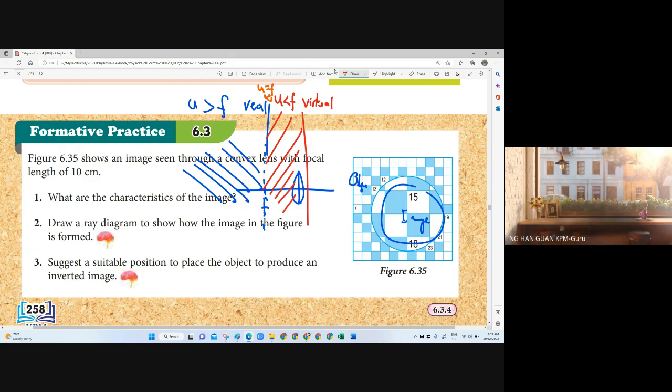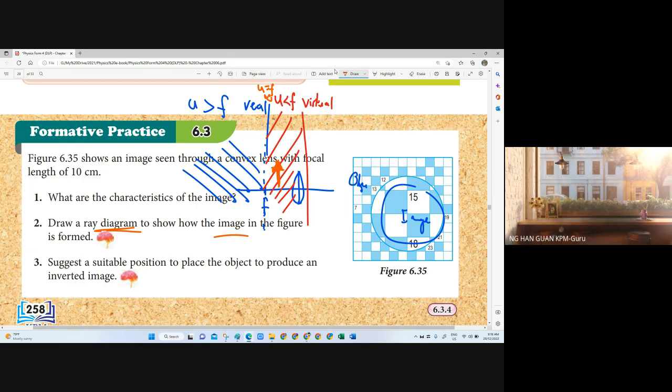So in this case, you already know that the image is virtual. It means that when the question asks you to draw the ray diagram to show how the image in the figure is formed, you must show the object located less than f. Then after that, you continue to complete the ray diagram as we learned yesterday. All right, so you will get the full marks more easily.